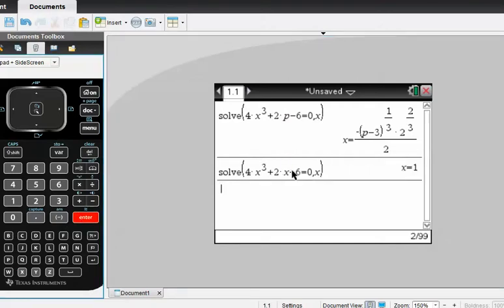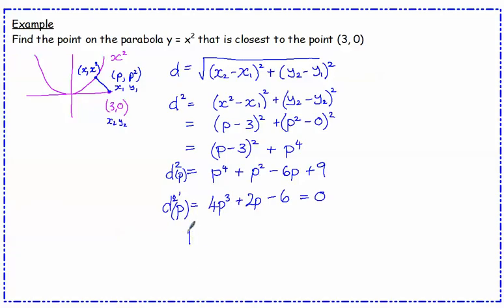So the only solution we've got is x equals 1. So we didn't need to discard anything, because that's the only solution. So in other words, p equals 1. That means the closest distance we're going to have, we want to find the point, so if x is 1, then if we plug that into our equation, y is going to be 1. So we found this to be our minimum: the smallest distance between (3, 0) and our parabola y equals x squared is at the point (1, 1).